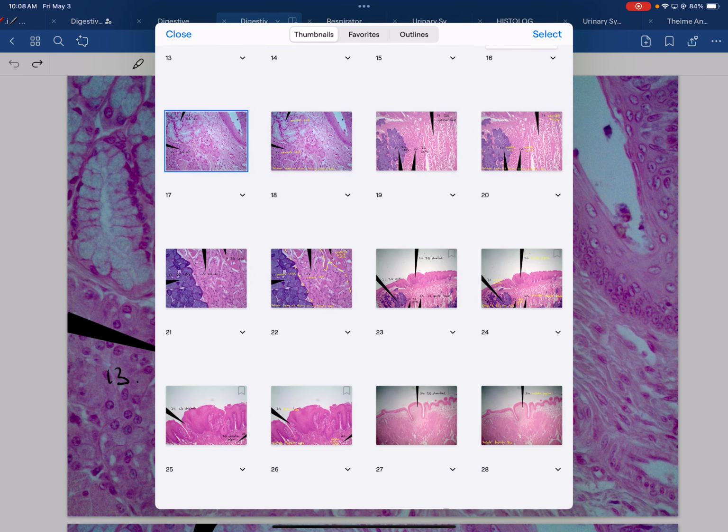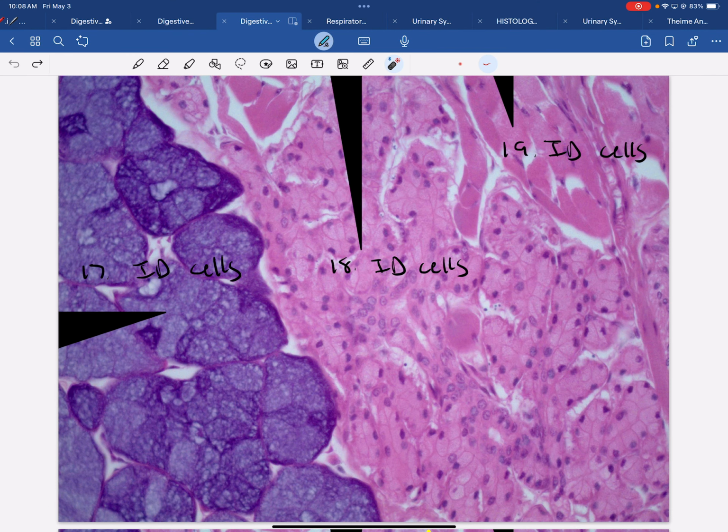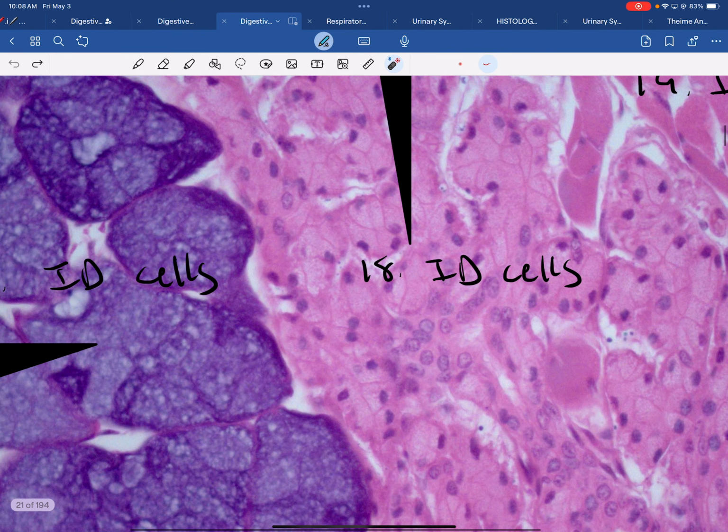Okay, and then let's just look at a different one. This is higher magnification. So here you can really see the granules inside the cytoplasm. Here are the white spaces. So what do these cells secrete? Serous fluid? Right, it's a serous fluid, yes.